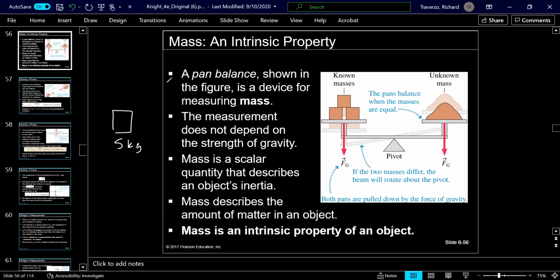So that's how we measure the mass of an object. We apply a force to it and we see how it accelerates. That's all I wanted to say about mass. There's really not much to it.